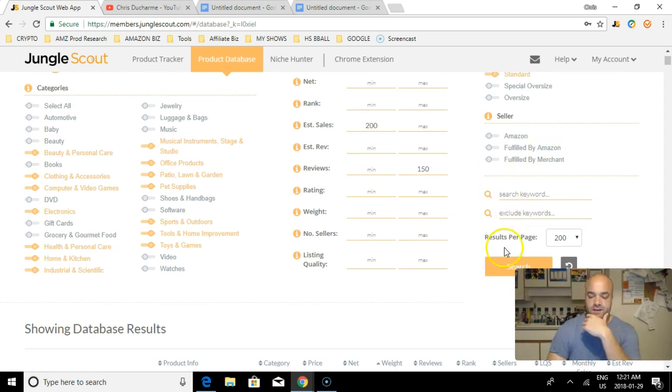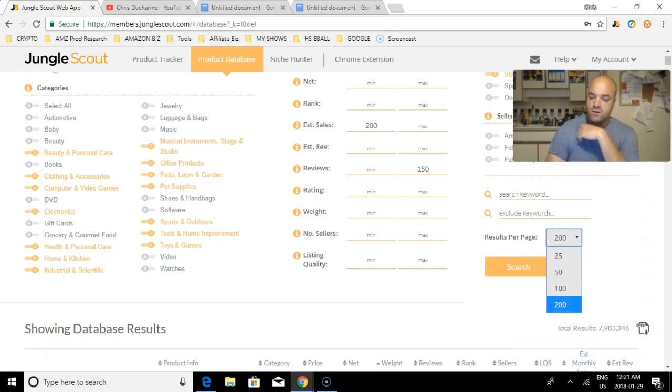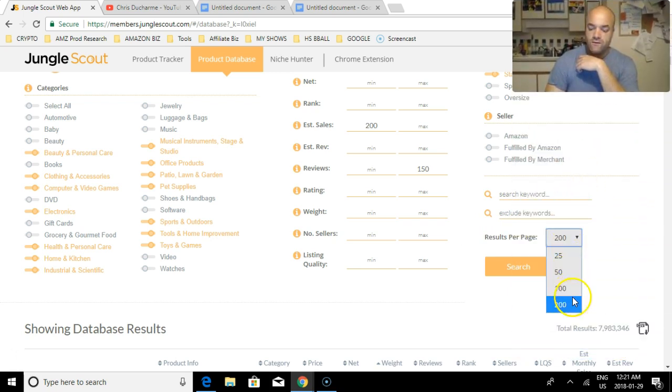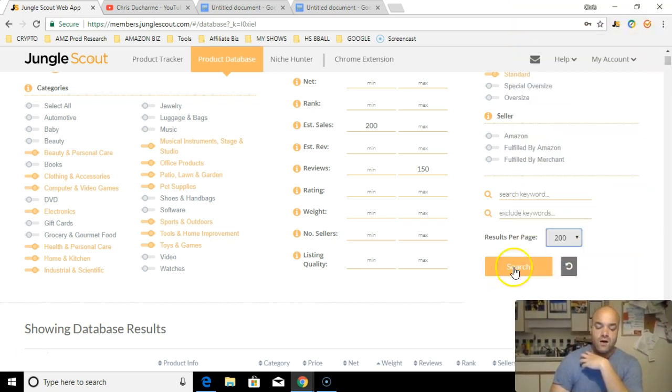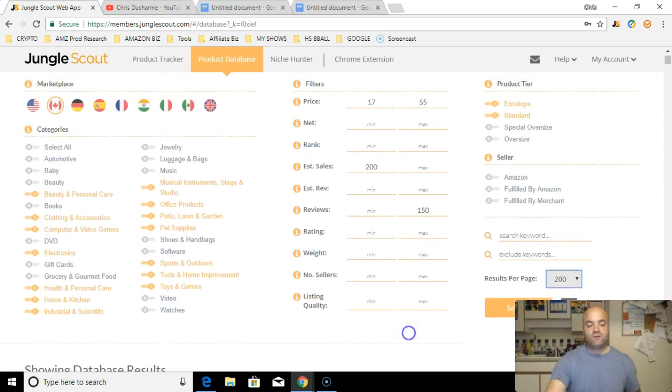So last thing is the amount of results per page. You have a choice. You can go 25, 50, 100, or 200. I always say just show me them all, and let's be able to filter through everything a lot quicker. So that is exactly how you set up your filters for the first part of doing product research on Amazon.